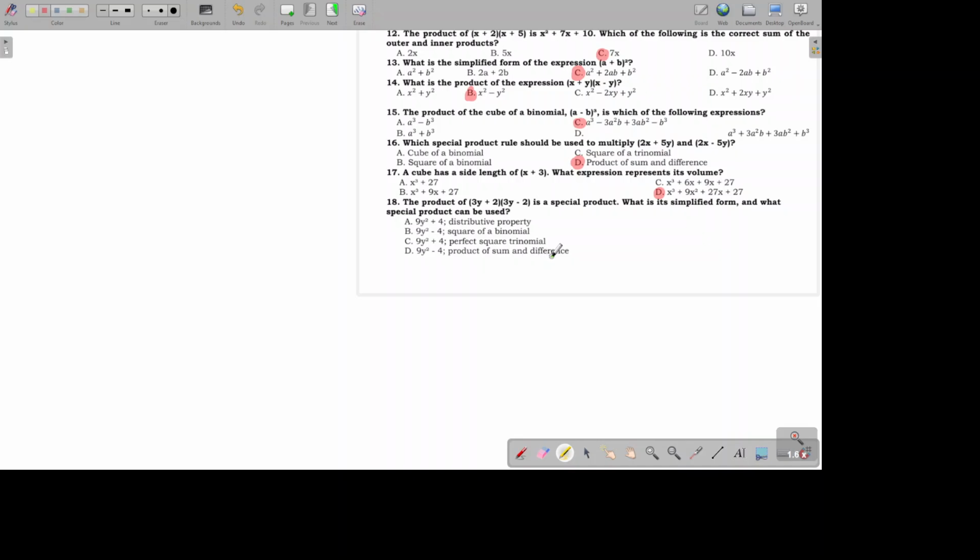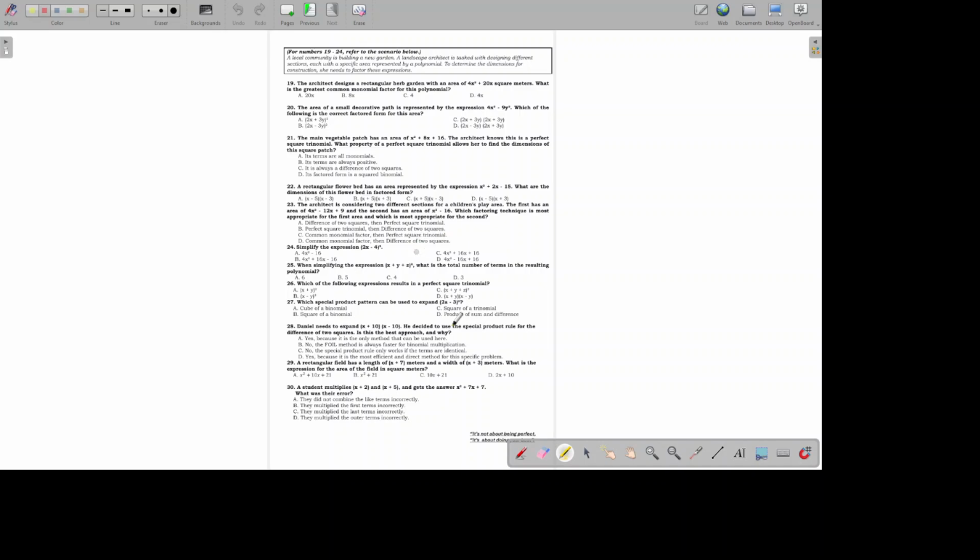But just to check if that's correct, square the first term. That should be 9y squared minus square the second term. That's 4. That's it. 9y squared minus 4. And the special product used was product of sum and difference. Okay, so let's move on to number 19.